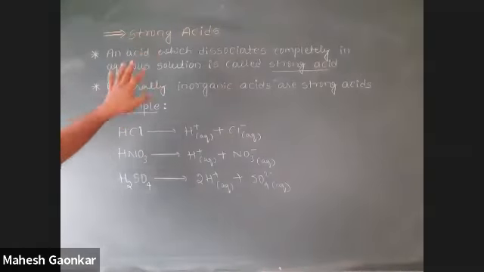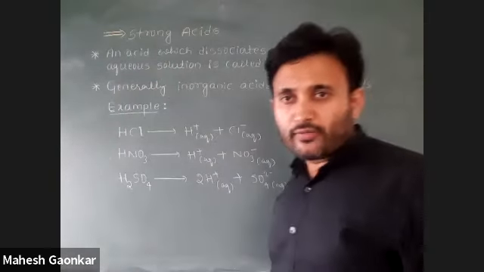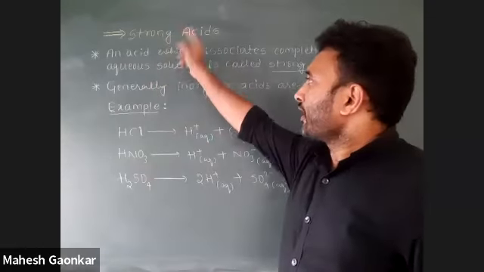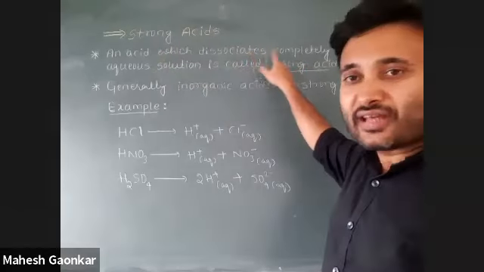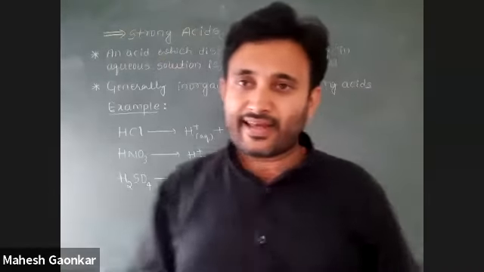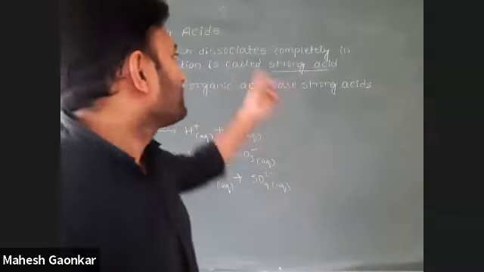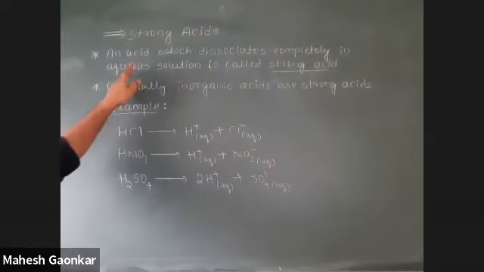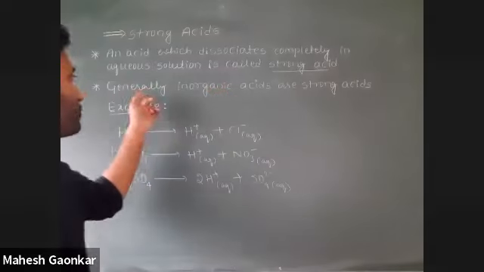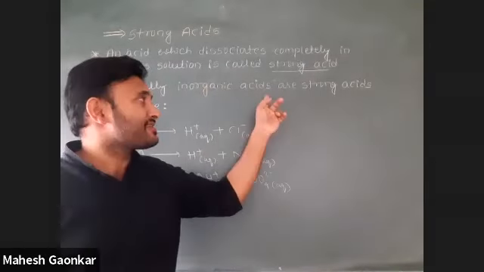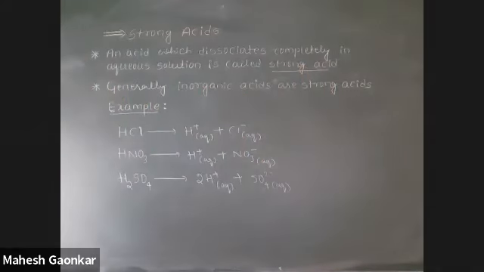So now, based on this, can you write weak acids? Very simple. How can we define weak acids? An acid which dissociates incompletely in aqueous solution is called a weak acid. Generally, organic acids are weak acids. Very good.